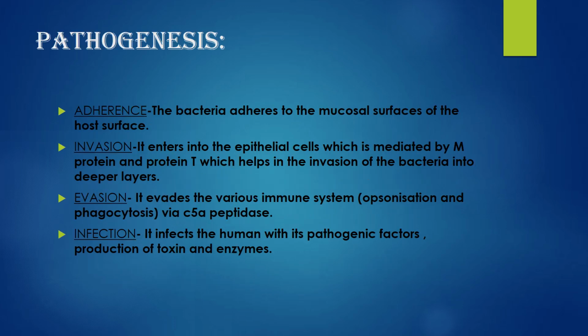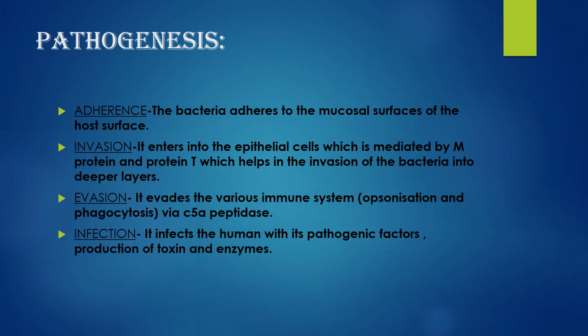This slide represents the process of pathogenesis or pathogenicity of the organism. These few steps are common in all the microorganisms for causing a particular infection or a particular disease in the host cell. First is adherence. In adherence, the bacteria attaches itself to the mucosal surfaces of the host. In invasion, the bacteria invades the epithelial cells or deeper cells of the human body.